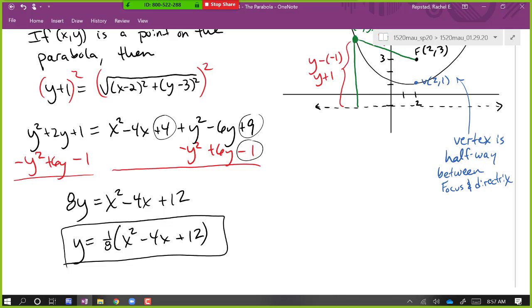But it would be nice if we had a nice standard form like we do with the circle, right? With the circle we have an equation where we could just look at it and say, oh, there's the center and the radius. And we do have a standard form. We definitely have a standard form for the parabola if the vertex is at the origin. And as it turns out, the standard form if the vertex is elsewhere is really quite similar.